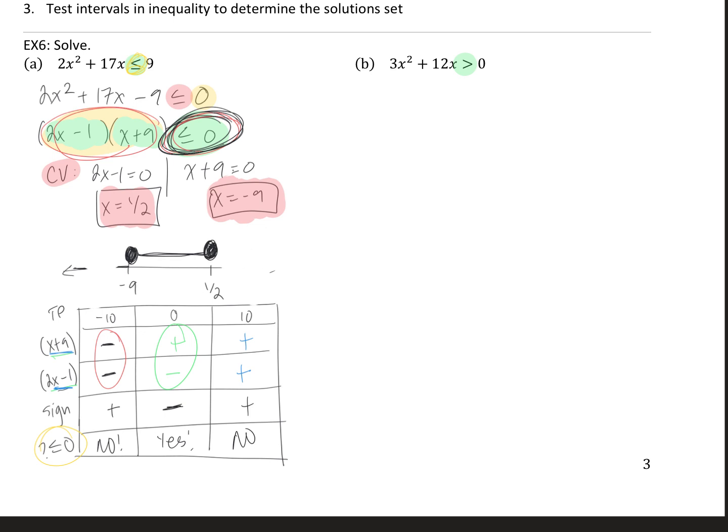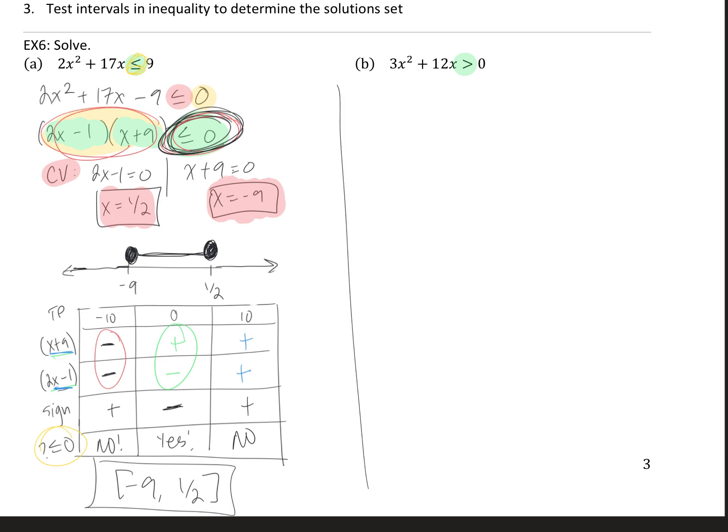Oh, let me rewrite that. So, writing my answer in interval notation, we start from -9, including -9. And then we go all the way up to a half, and again, including a half. And we're done.